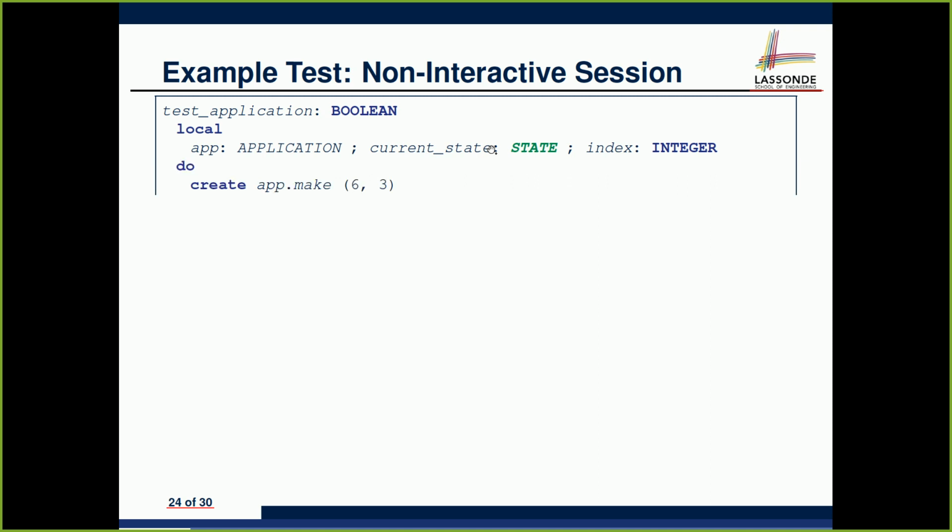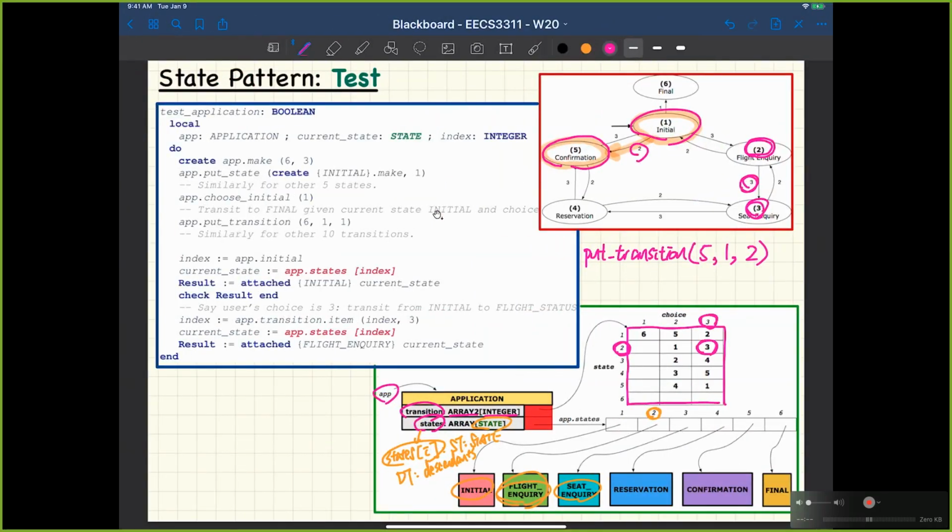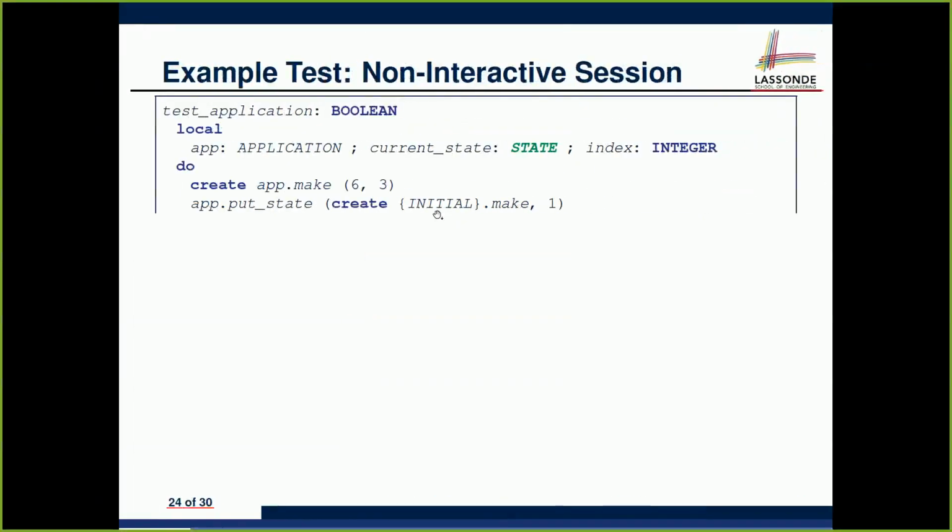Okay, we create some application, and then we're going to put the states. Initially we're going to put 6 different states, because you can see what we want to put eventually. We're going to put initial, flight inquiry, seat inquiry, reservation, etc. We're going to put 6 of them. So this one only shows you a single line, and we'll just say similarly for the other 5 states. That part is easy. I don't need to show you animation.